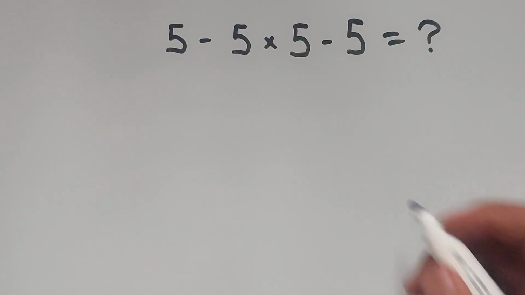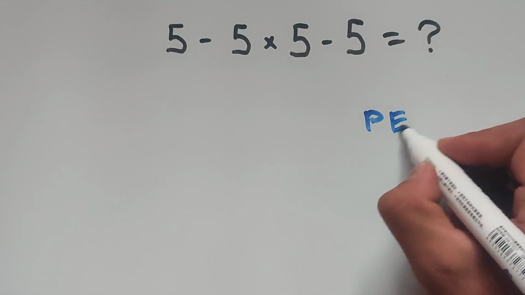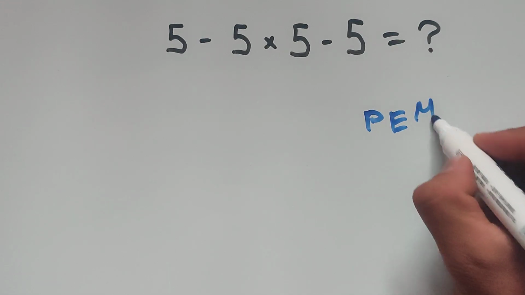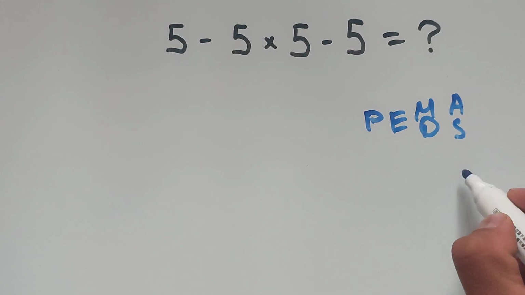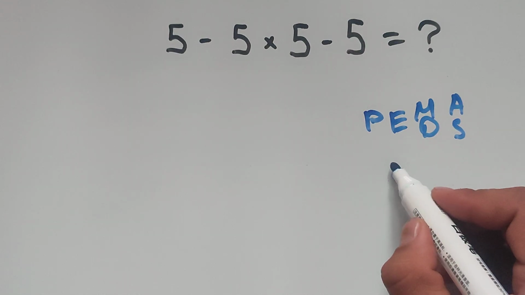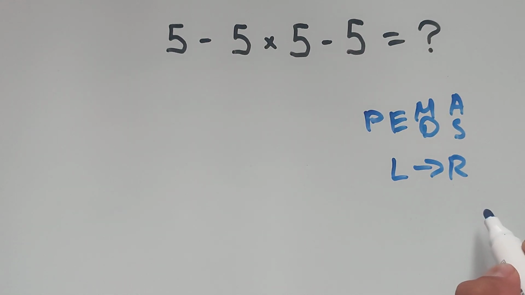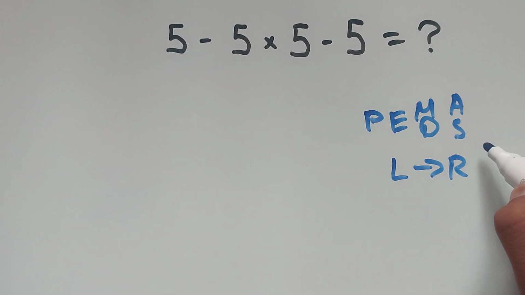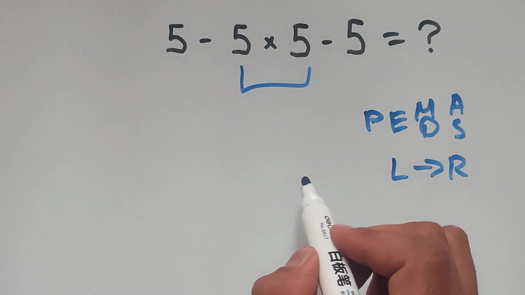work inside the parentheses, after that exponents, and then multiplication or division, and finally addition and subtraction. And multiplication and division have equal priority. That's why we have to begin to work from left to right, and the same rule applies for addition and subtraction. According to this rule, first we have to work this.